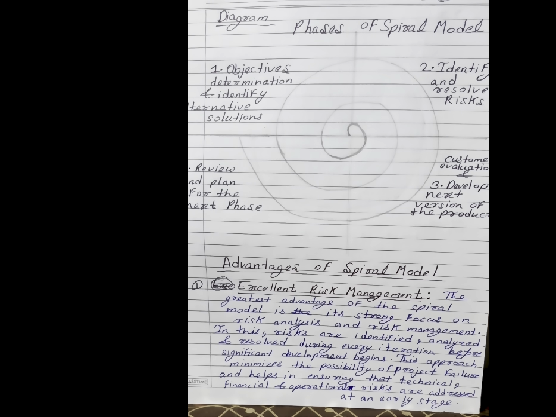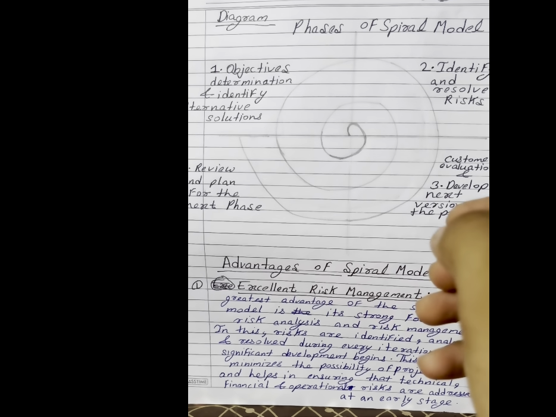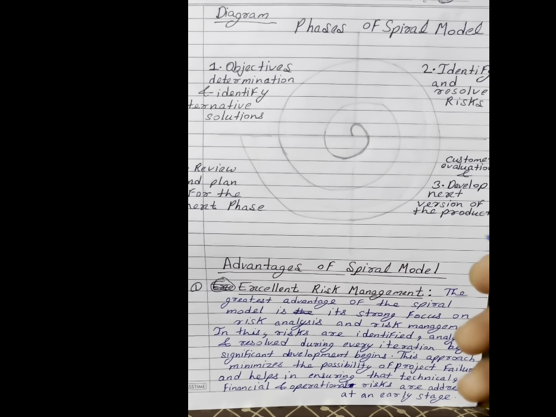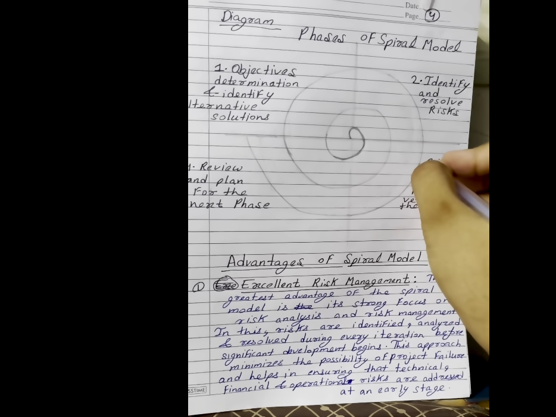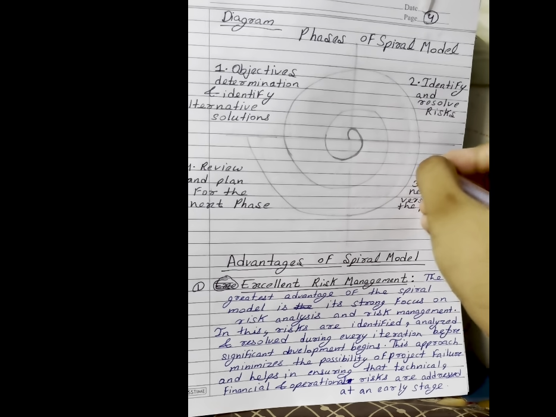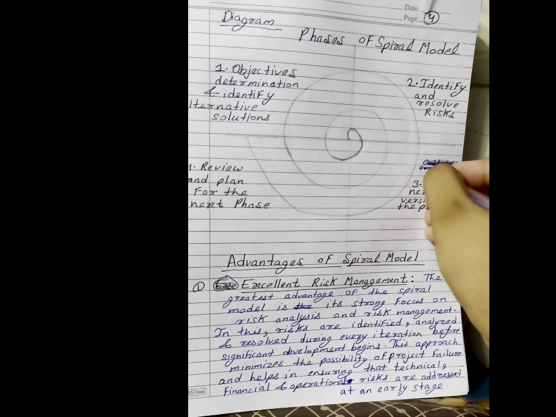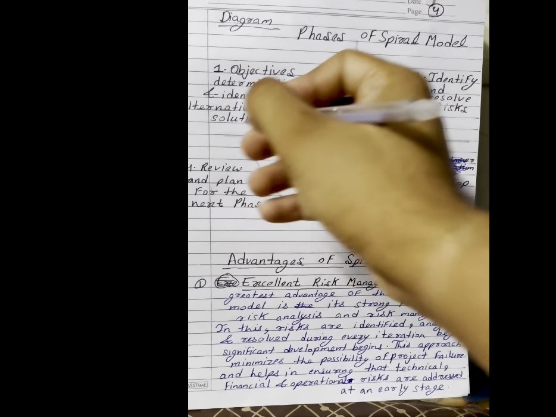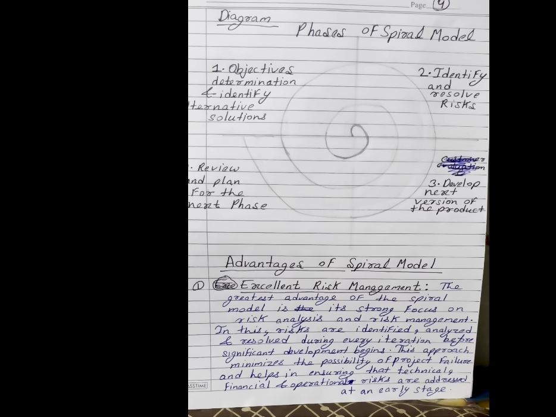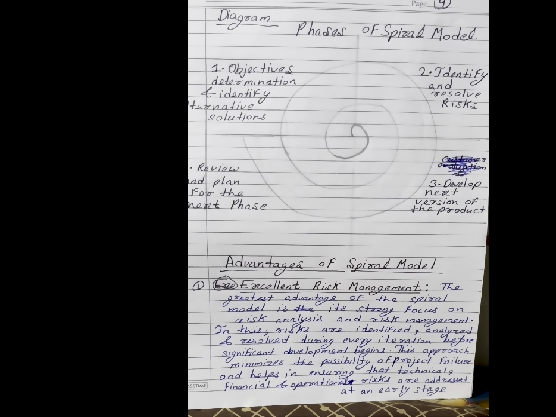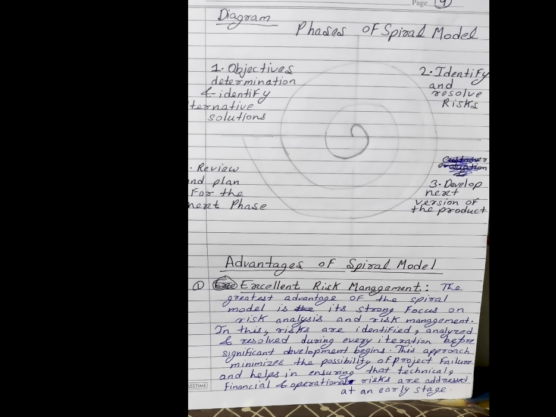Next is our final phase, which is review and plan for the next phase. Sorry, there is a little mistake here. Just remove the customer evaluation from there and add it here. So we are in the fourth phase. Yes, it is also known as customer evaluation and planning for the next phase or next iteration.